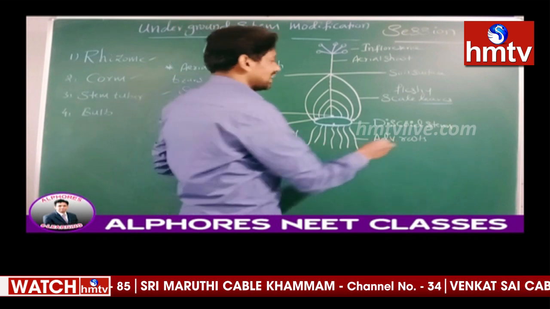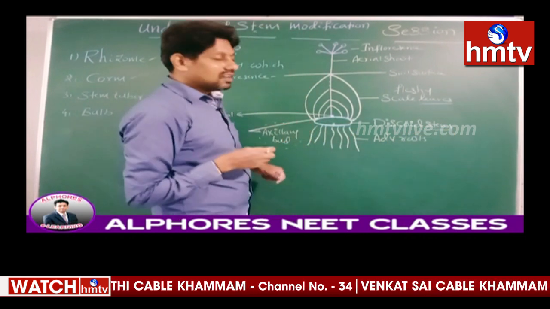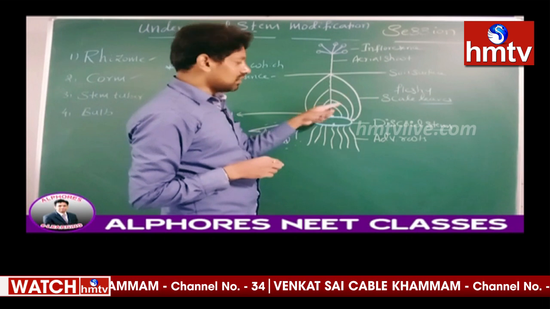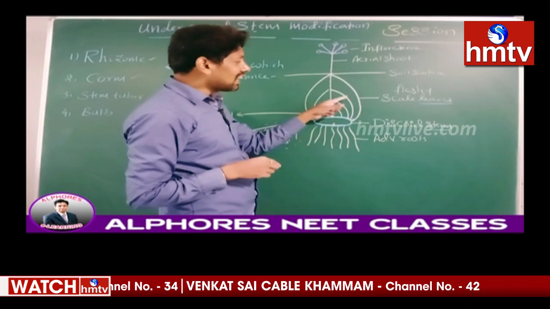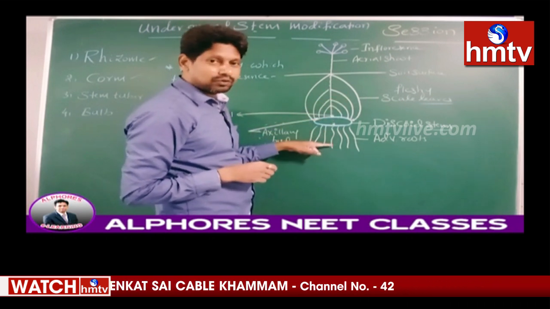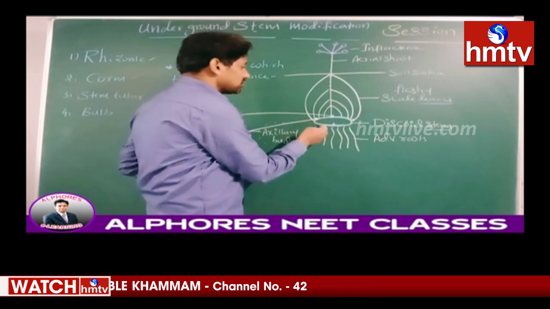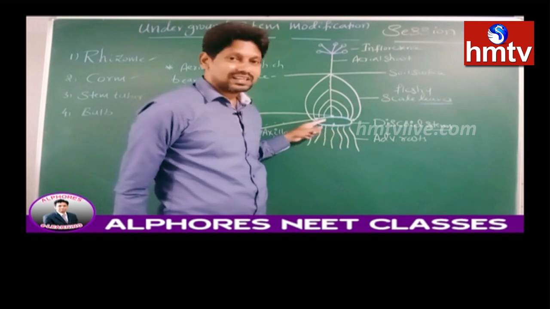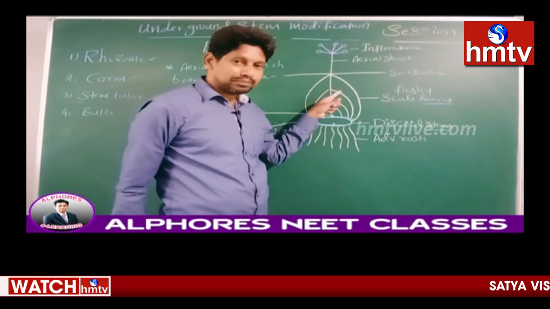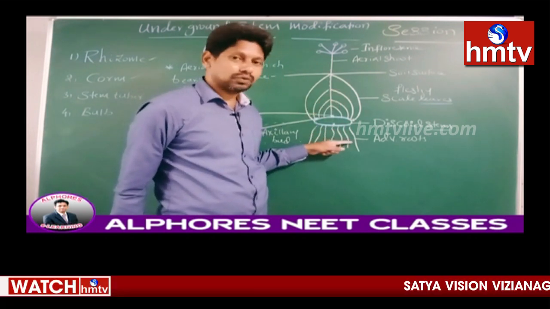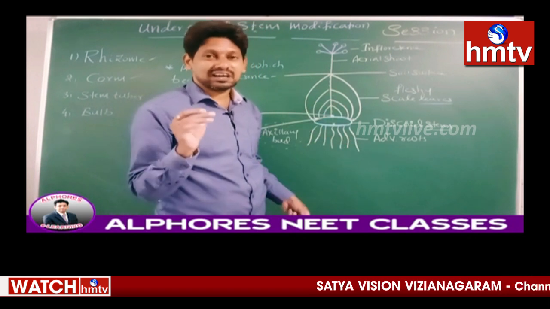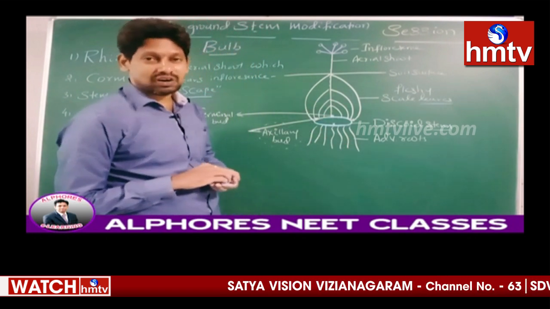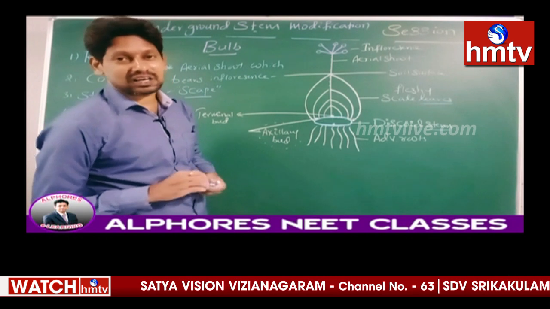But actually they are developed from where? Stem. Sir, even though these leaves are developed from stem, why do they appear as if they are developed from roots? As the stem is reduced into a disc-like structure, these leaves appear as if they are developed from roots. Such leaves are called radical leaves.